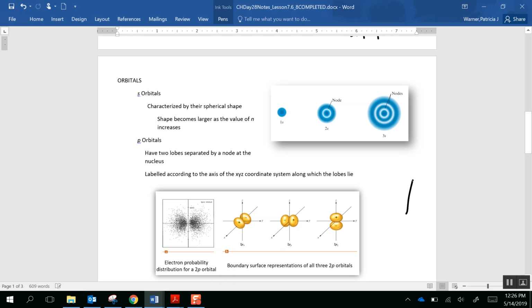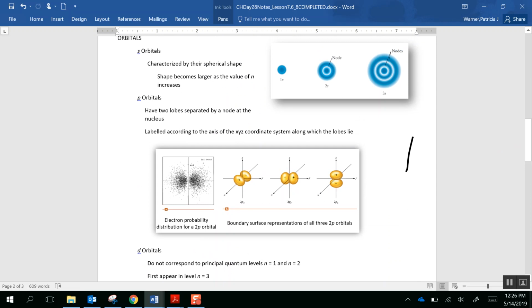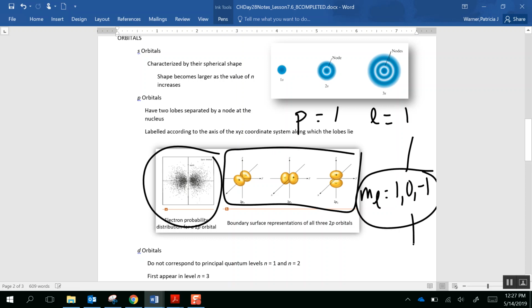P orbitals have 2 lobes separated by a node. And so you can see by the probability distribution, and then they can be oriented in the x, y, or z direction, because you remember if L equals 1, then that's a p, so that means m sub L can be 1, 0, or negative 1, which means you can have 3 different orientations because you have 3 different values of m sub L.